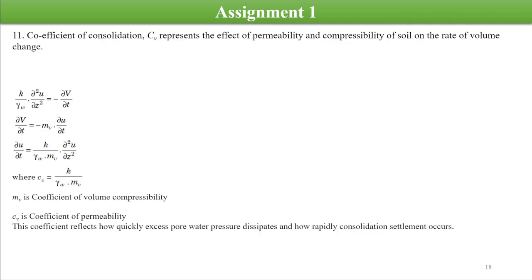Then we have this question: the coefficient of consolidation CV represents the effect of permeability and the compressibility of the soil on the rate of volume change. So the coefficient of consolidation CV, it is asking if it represents the effect of permeability and the compressibility of the soil on the rate of volume change.